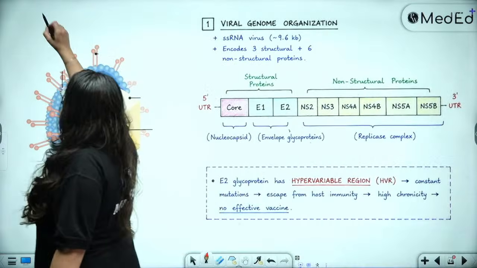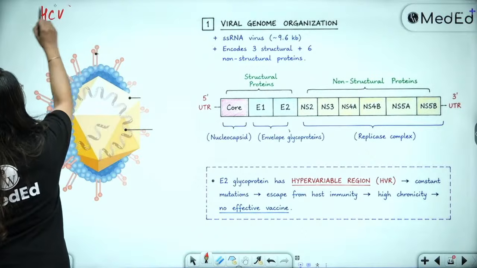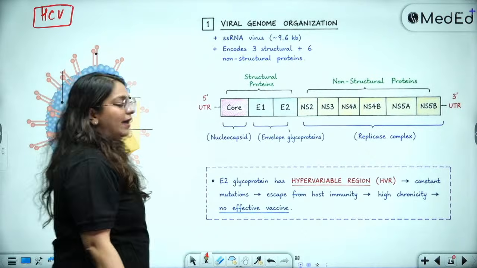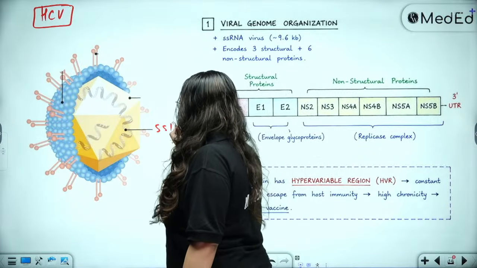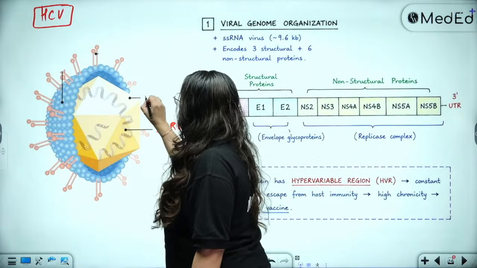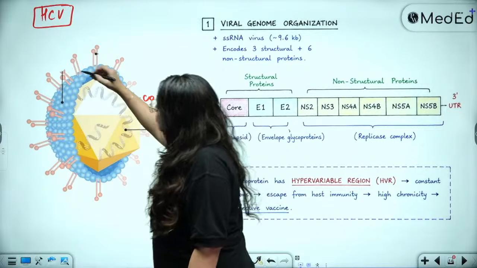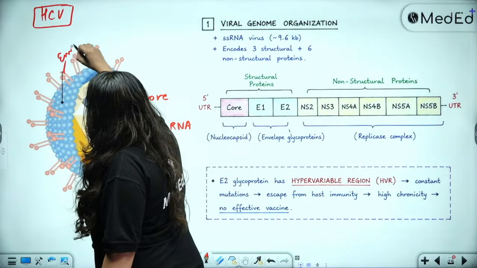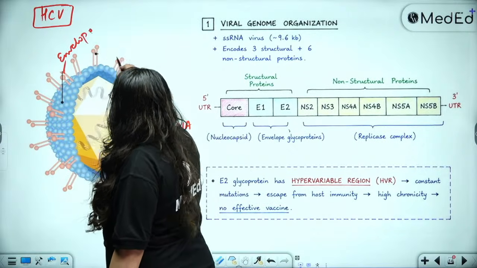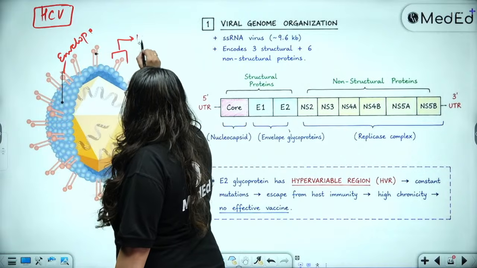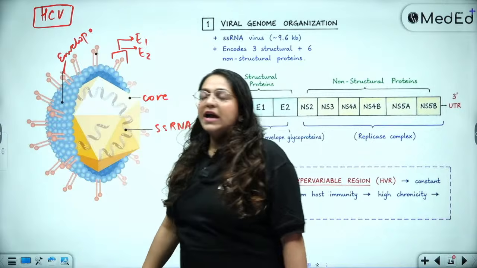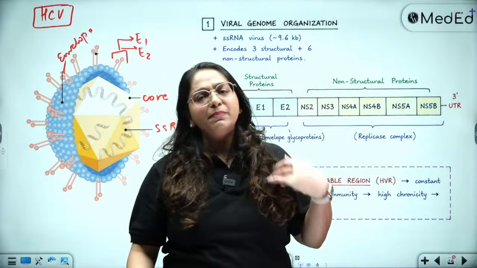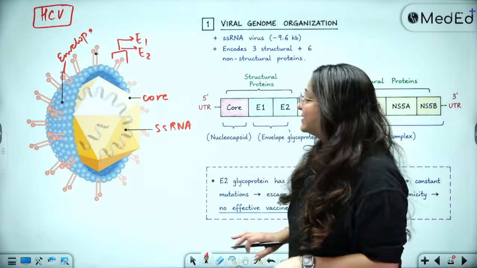Now we got to talk about the hepatitis C virus. So look at this guy. Of course, the genome is going to be a single-stranded RNA, no doubt in that. And of course, it is also going to have a core. It is also going to have an envelope, and on top of the envelope, there are going to be these proteins. What are these proteins? Envelope proteins. Envelope protein 1 and envelope protein 2. E1 and E2. This is the simple, easy diagram of hepatitis C virus.